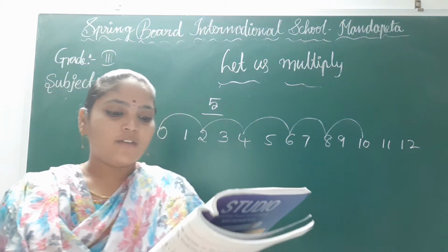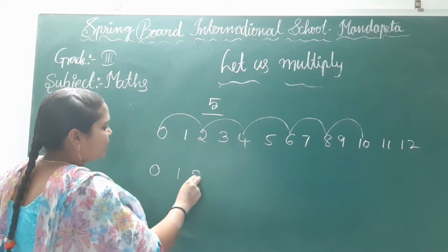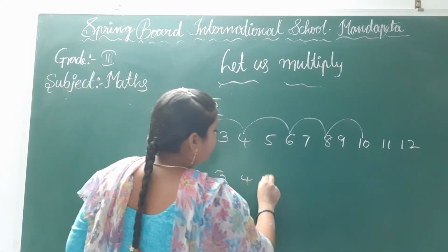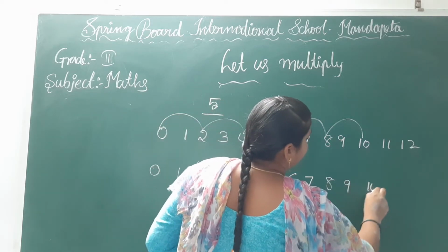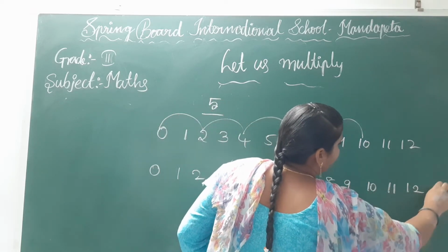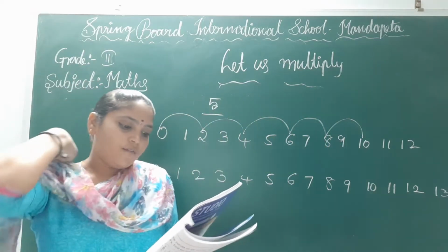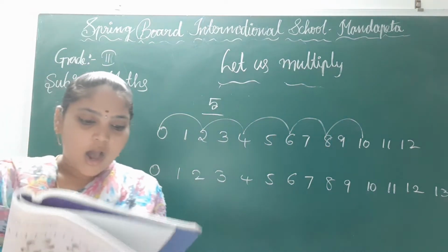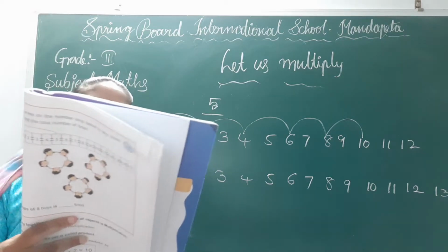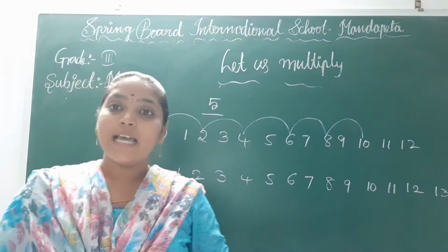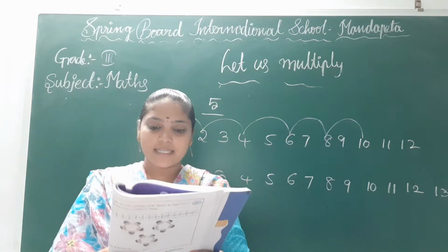Next, here roses are given. So how many groups are given here? Like that, once you have to check, children, how many groups are here. Totally 4 groups of flowers and each group has 3 flowers. Here totally 4 groups and each group has 3 flowers.